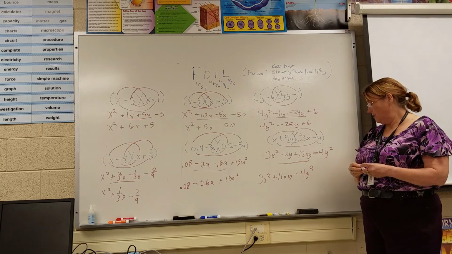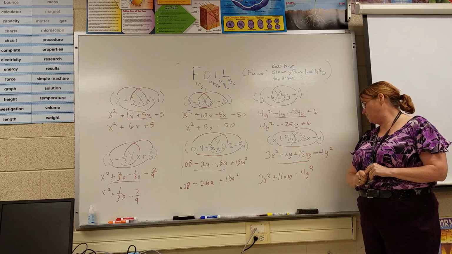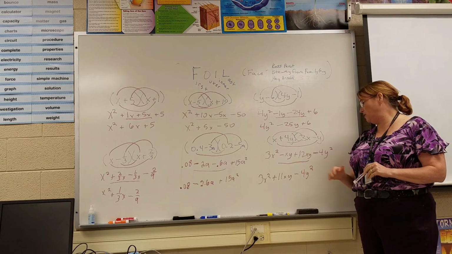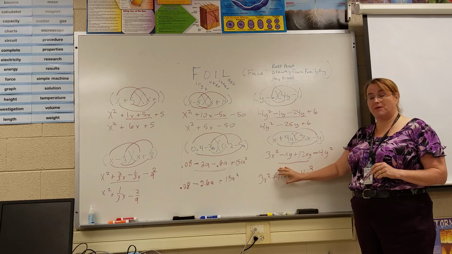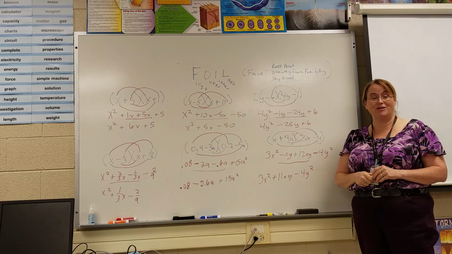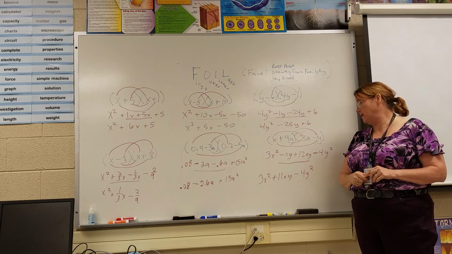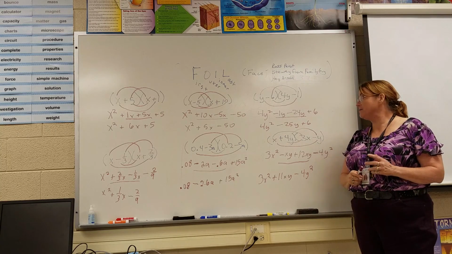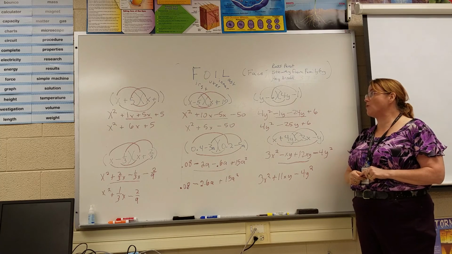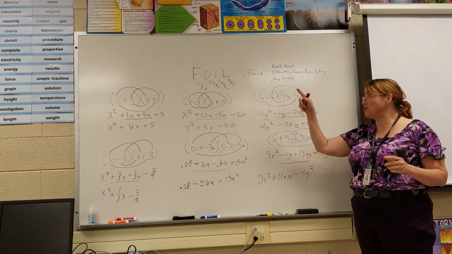And so that one, the other one that you might see is when you actually get rid of something, there will be something missing. That middle value will cancel out. That can happen, and we'll see some of those when we do some others. But that gives you an idea of what first, outer, inner, last means for foiling. So you can write that on your paper, and that's a note you would take with you. And you just tell yourself each step.